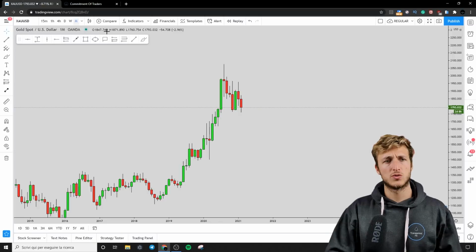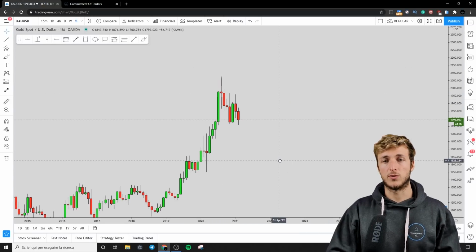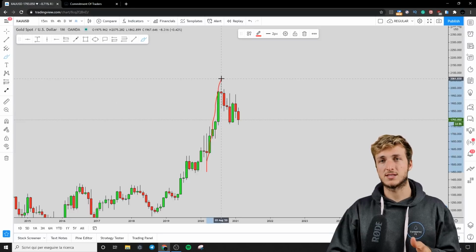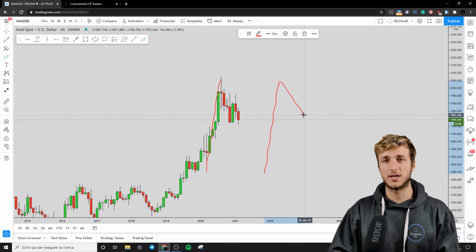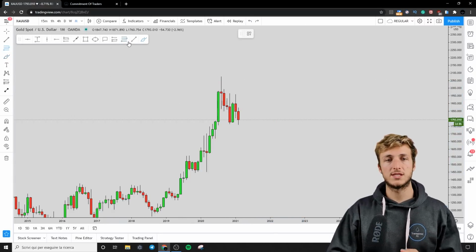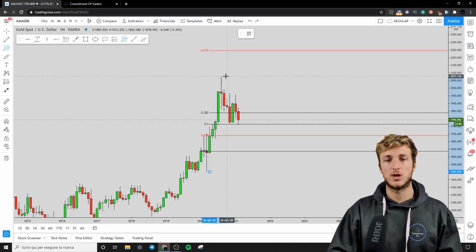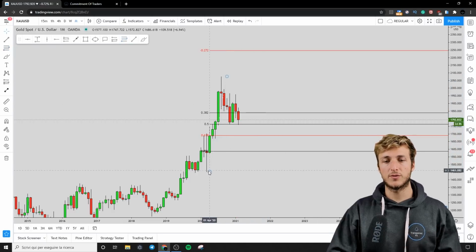So starting here from the monthly time frame, what do we have? Now here on the monthly, we can see that the market has just provided a quite nice impulse to the upside. Now, generally speaking, after an impulse, if you want to measure the correction, what you have to do is take your Fibonacci from the low to the high of the impulse.